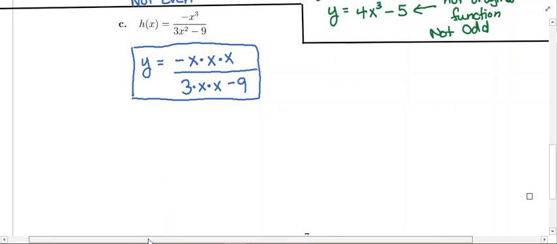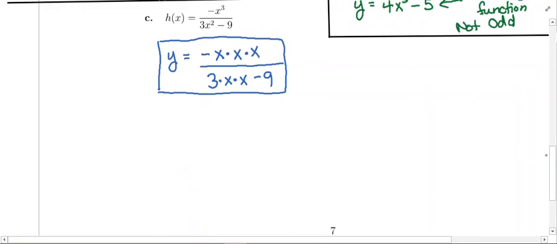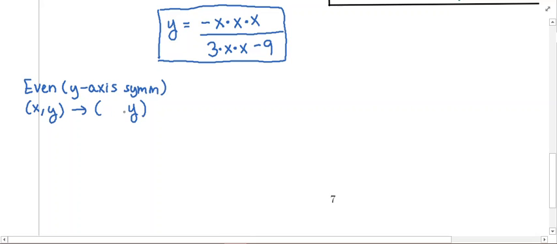We are going to start by testing this function to see if it is even. So let me scoot down here. If we are testing this function to see if it is even, we're testing it for y-axis symmetry. That means that if we start with a point x y, since we're testing for y-axis symmetry, y is going to stay put, and we're going to change every instance of x to negative x. So let's do it.